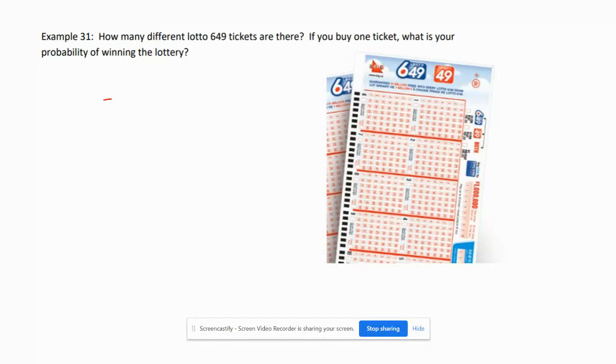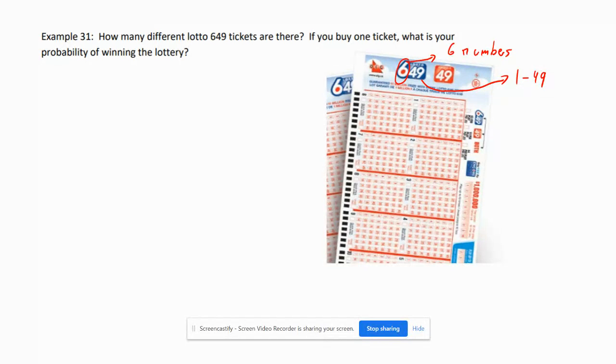All right, example 31. How many different Lotto 649 tickets are there? If you buy one ticket, what's your probability of winning the lottery? Okay, so guys, here's a bit of practical math for you. If you don't know, how does a Lotto 649 work? If you look over here, the 6 is kind of bigger. What this means is 6 numbers, 1 to 49. So you need to decide which 6 numbers you want to choose. Okay, and then you fill them in. This is essentially a Scantron.